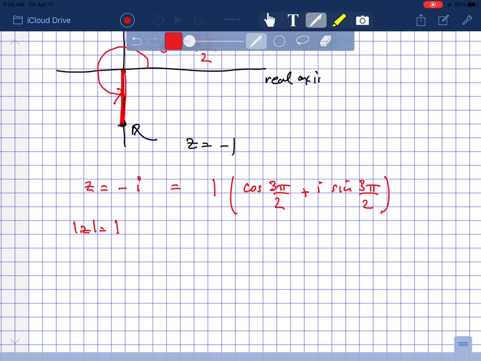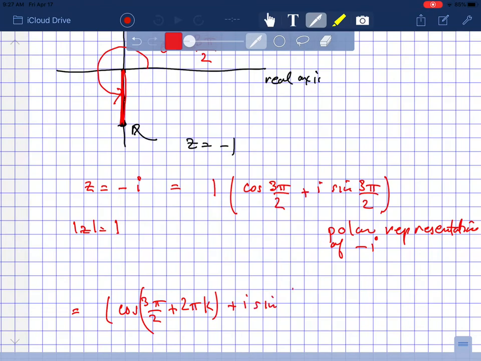And again, this is not the only polar representation. So this is my polar representation of minus I, but it's not the only one because we have infinitely many, and those polar representations have the form given by the cosine of 3 pi over 2 plus 2 pi k plus I times the sine of 3 pi over 2 plus 2 pi k, where k happens to be any integer.